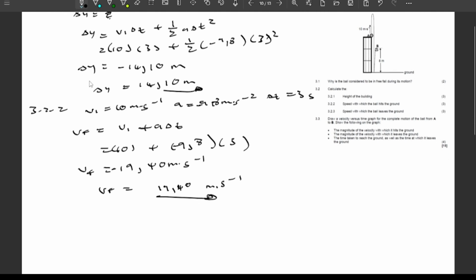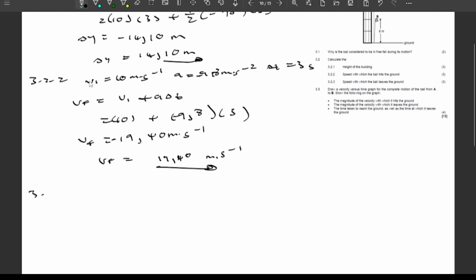Right, now let's move to 3.2.3. It's a bouncing type of question, this one. Now they say calculate the speed with which the ball leaves the ground. They want the speed at which the ball left the ground to go up. Now, what is that speed? We are to find out right now.